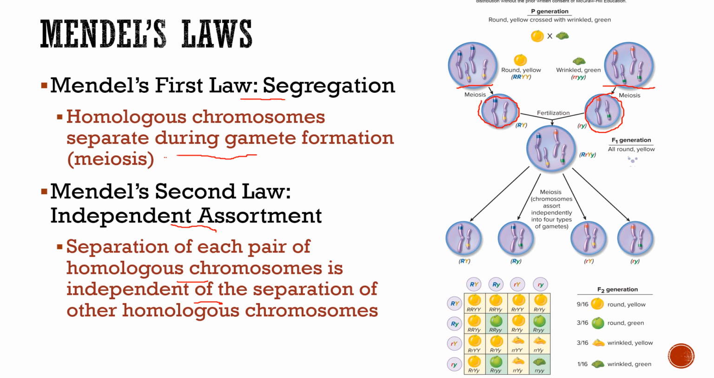So again, the way that our 23 pairs of homologous chromosomes line up in metaphase is completely random. Whether we end up with mom's chromosome 1 and dad's chromosome 5 or whatever combination, that is independent of each other. It's not like because we got mom's chromosome 1, we're also going to get mom's chromosome 2. Each one is completely separate and independent.